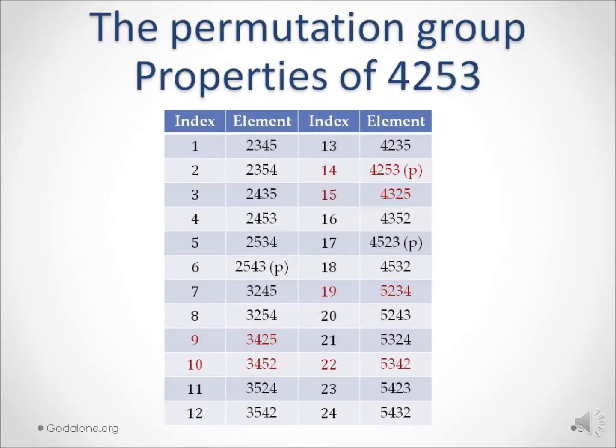So here are the permutation group properties of 4253. This is what I said, that somehow these permutation groups also have something to do with these fundamental prime numbers, like the 19th Mersenne prime. Okay? So I put a P next to the ones that are prime numbers. Okay? So let's look at them.